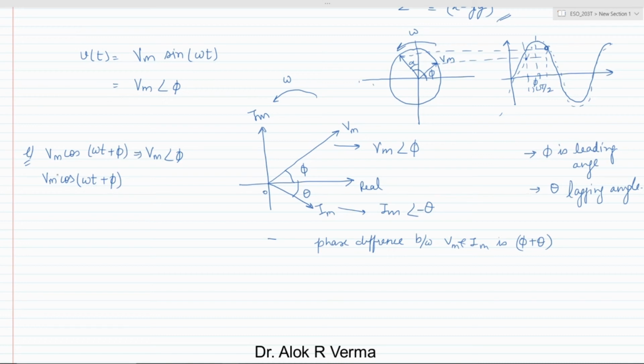Vm cos, sorry, we will change the sinusoid to sine. Now this is sine. So Vm sin omega t you will write as Vm cos of omega t plus phi minus 90, or the 90-degree phase shift will appear.